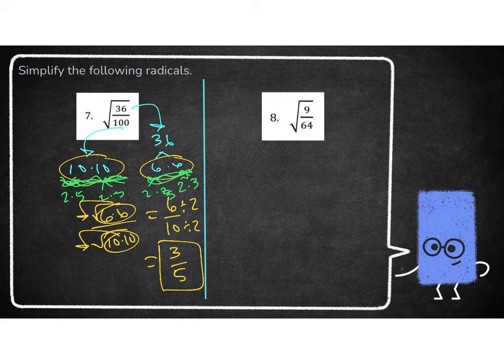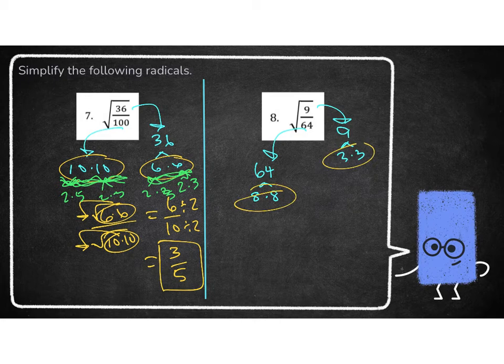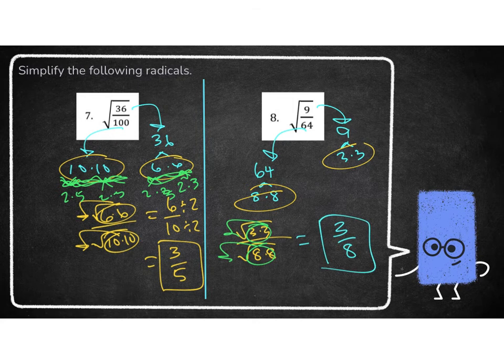Same thing over here with the 9 over 64. So square root of 9 over 64. If I break down the top, 9 is the same thing as 3 times 3. If I break down the bottom, 64 is the same thing as 8 times 8. So yeah, I could still break down the 8, but those are perfect squares. So if you put them under the radical, you've got the square root of 3 times 3 on the top and the square root of 8 times 8 on the bottom, and you bring your perfect squares out. So that's the same thing as 3/8.